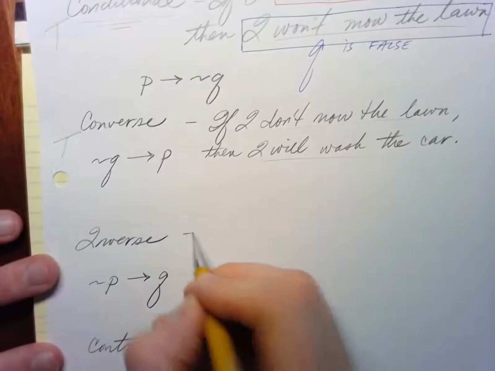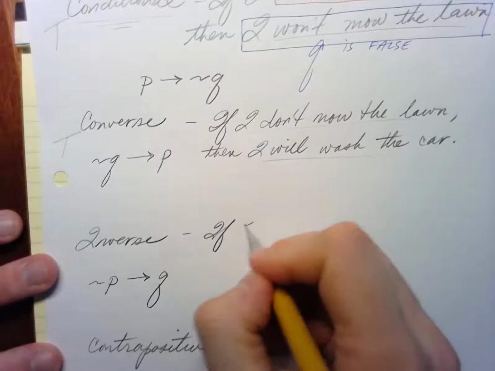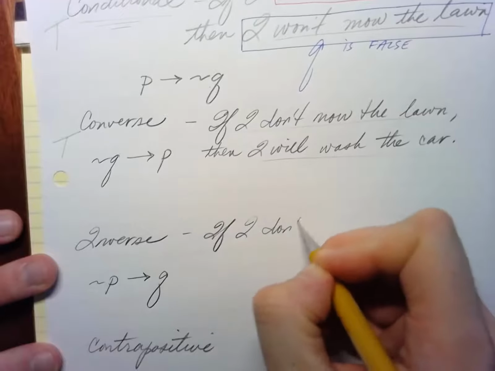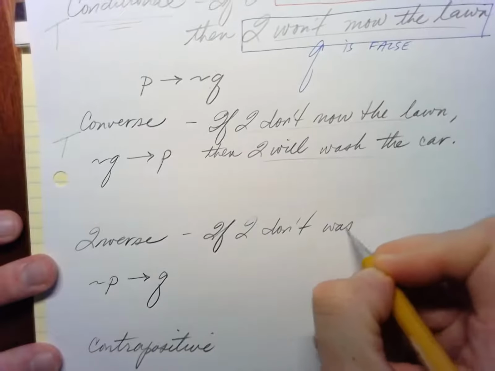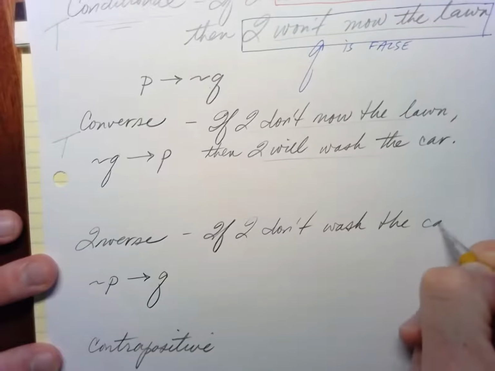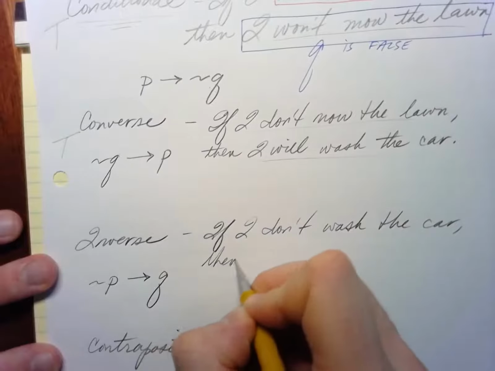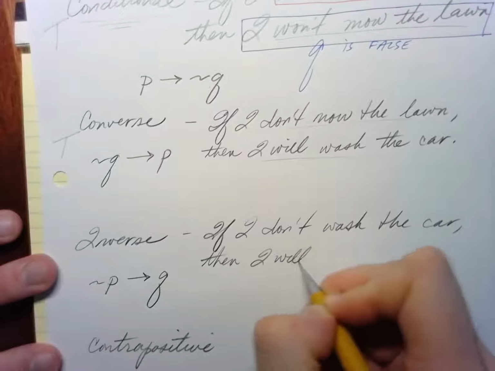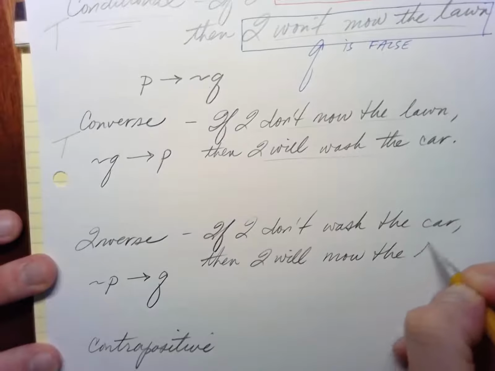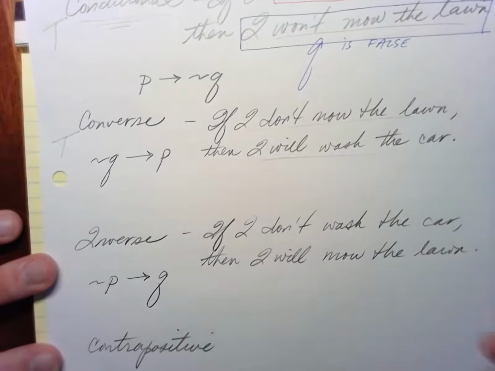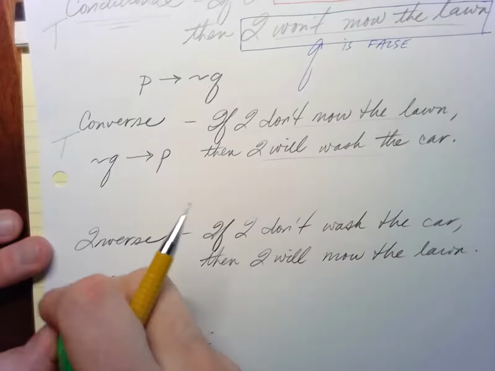All right, what about the inverse? If I don't P, wash the car, if I don't wash the car, then I will Q, I will mow the lawn. Okay, and that's true because I'm going to do one or the other, so if I don't wash the car, then I will mow the lawn. That's true.